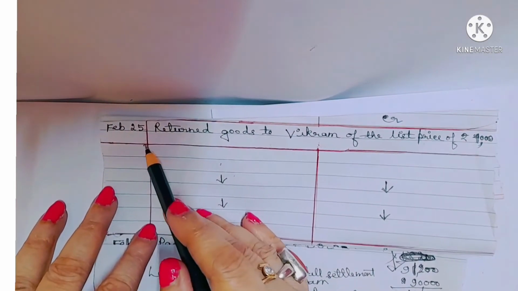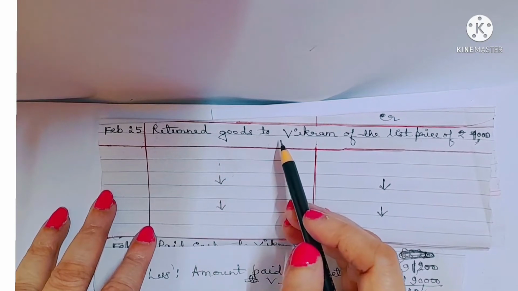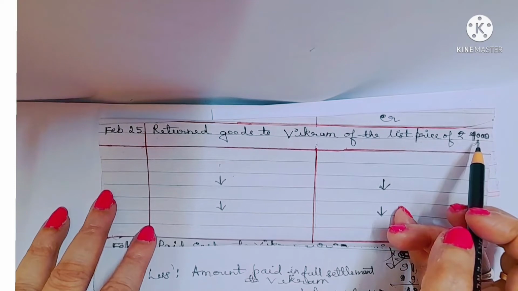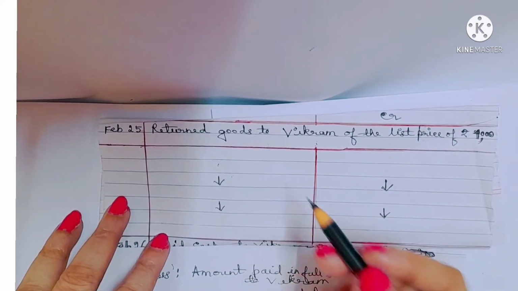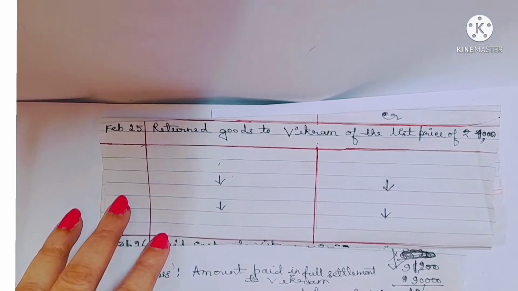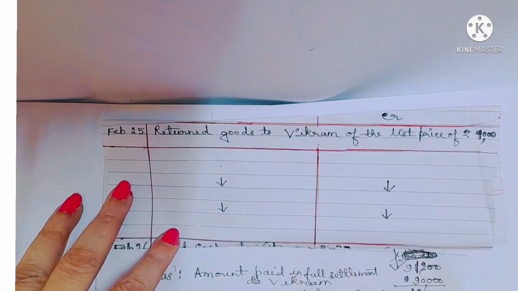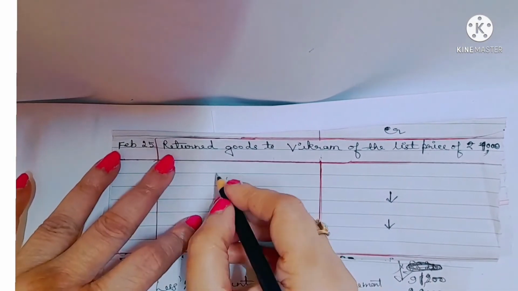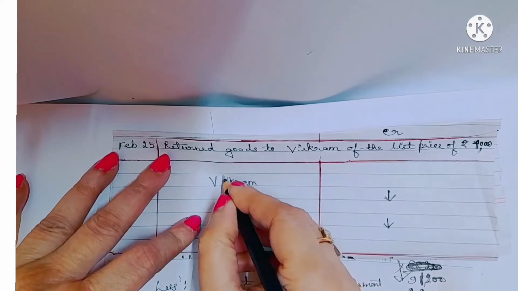The second transaction is on 25th February. Return goods to Vikram of the list price of rupees 4,000. So one will be purchase return account or returns outward account. Purchase returns account or returns outward account. Another will be Vikram account. So we'll write Vikram account.